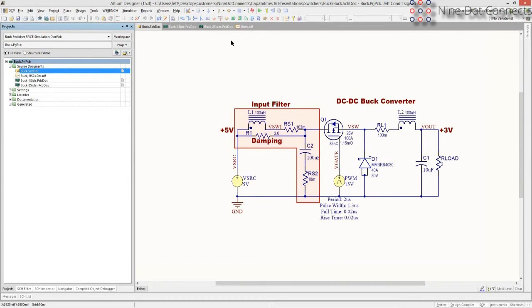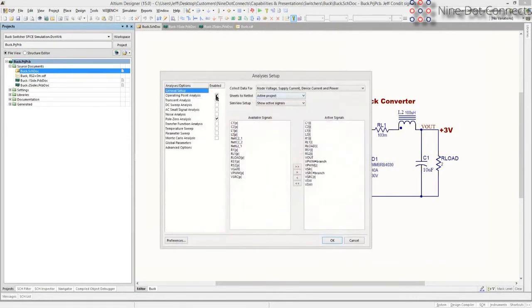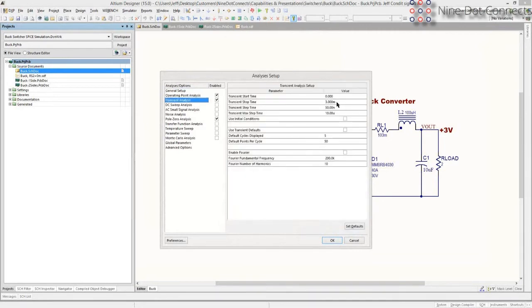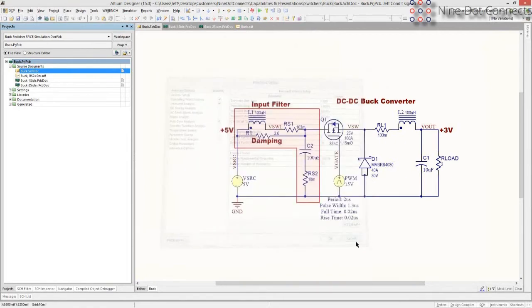Where's my two? There it is. Okay, and I'm not going to go through the setup because we did that last time. I'll just show it to you really quickly. We're going to do an operating point, a transient sweep, and a pole zero analysis, which doesn't really matter. If I looked at the transient analysis, you're going to see we're going to run for 3 milliseconds. It's got some step time and some other defaults. Okay, so let's run this and see what happens.